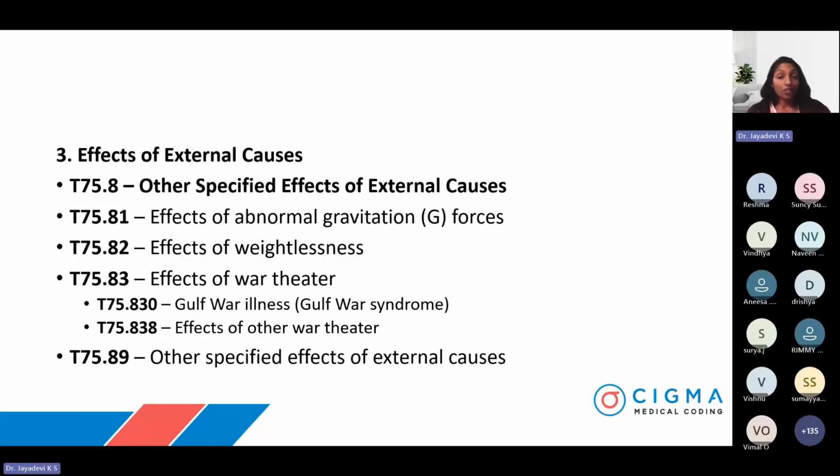There's abnormal gravitation force, weightlessness, war theaters. Gulf War illnesses was given here clearly. Gulf War illnesses, T75.830, and 838 is effect of other war theaters. So T75.8 is other specified effects of external causes.